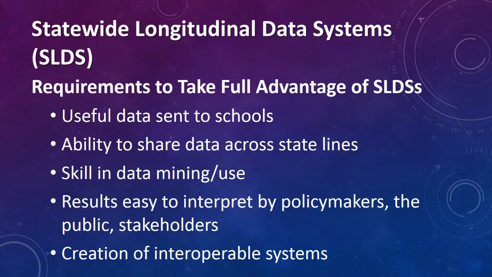We need to ensure that the results are easy to interpret by policymakers, by the public, and any other stakeholders that have an interest in it. Sometimes data is not easy to understand. Sometimes the way it's presented actually causes it to be misunderstood. We also need to create interoperable systems so that the information can flow from one system to another, from one state to another. This would assist us in actually using the data in a practical manner.